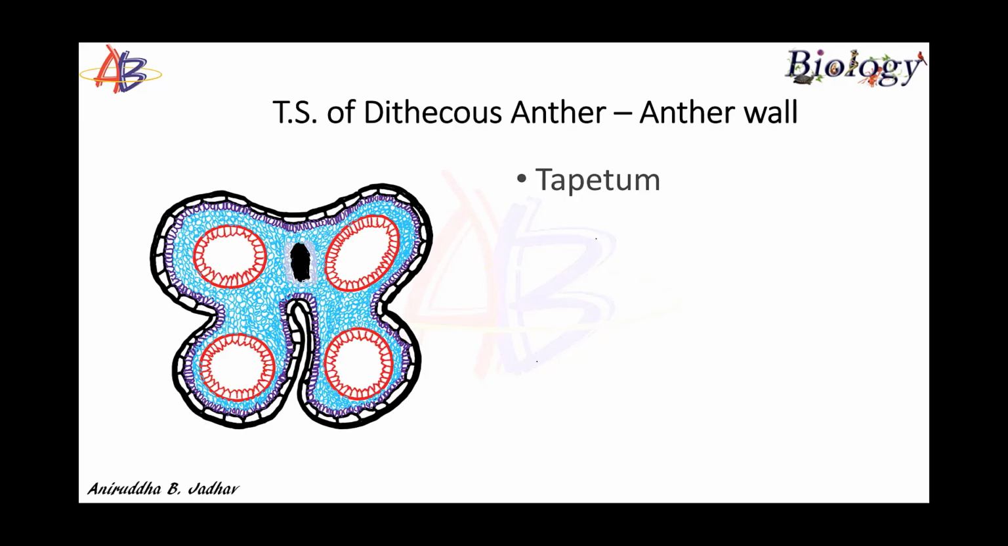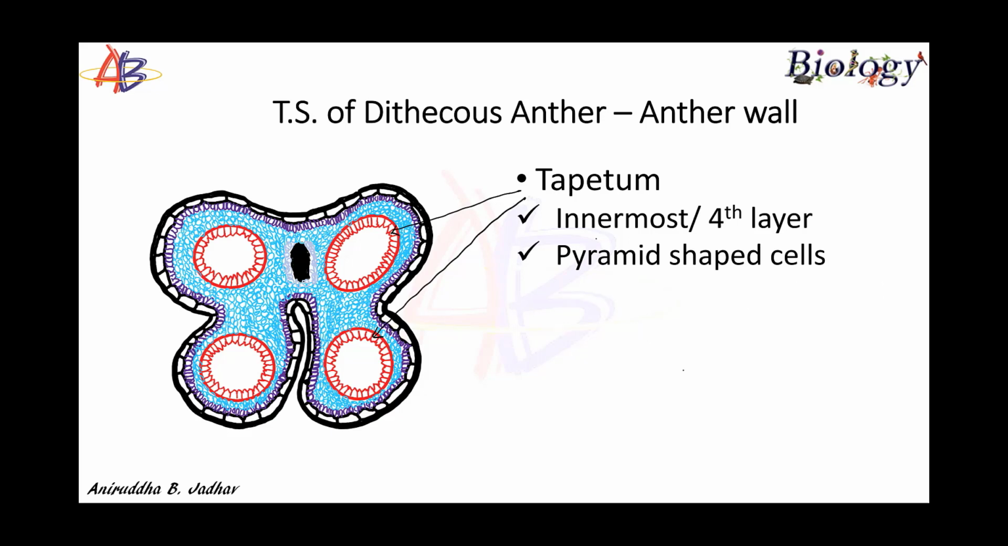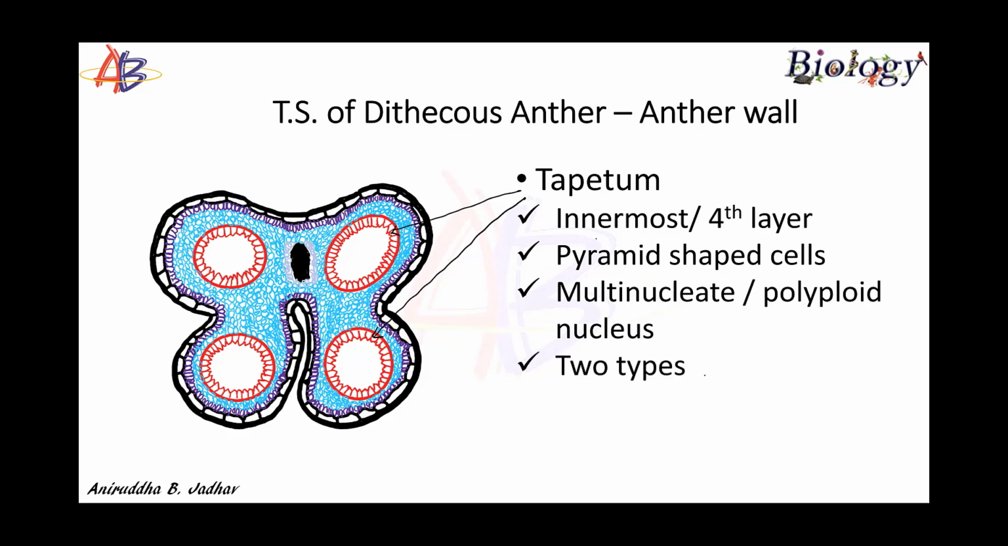The next layer of anther wall is tapetum. The innermost layer or the fourth layer of anther wall is a very special layer and it is called tapetum. Cells of this innermost layer are pyramid shaped, containing dense cytoplasm and more than one diploid nuclei or polyploid nucleus. This multinucleated or polyploid nature is due to the process of endomitosis or endopolyploidy. The tapetum is of two types.